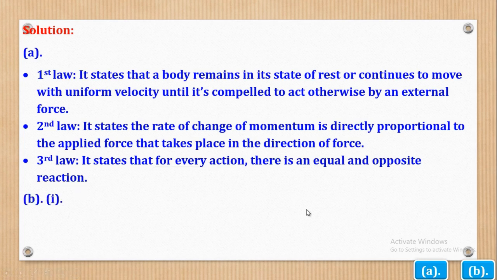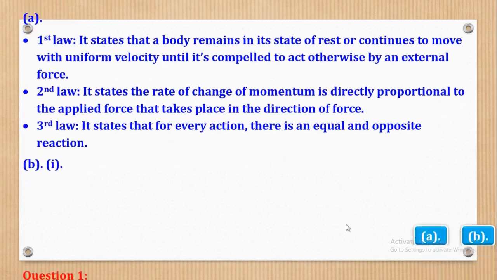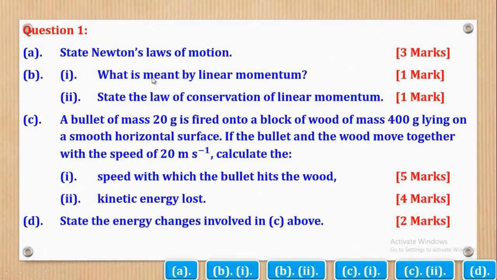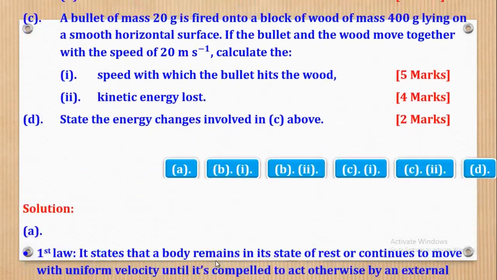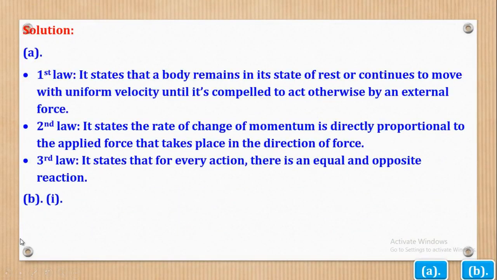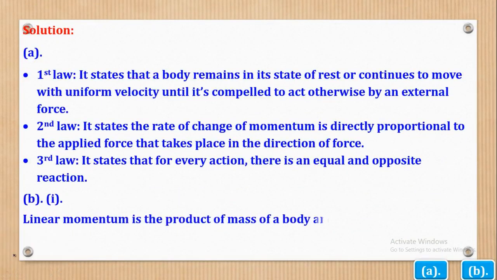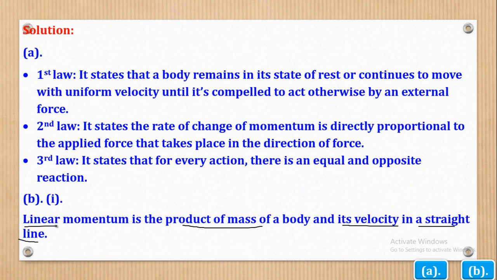Now we shall go to B Roman 1. B Roman 1 says, what is meant by linear momentum? So you come and say that linear momentum is the product of the mass of a body and its velocity in a straight line. So when I put this word linear, you should remember to put this word straight line.